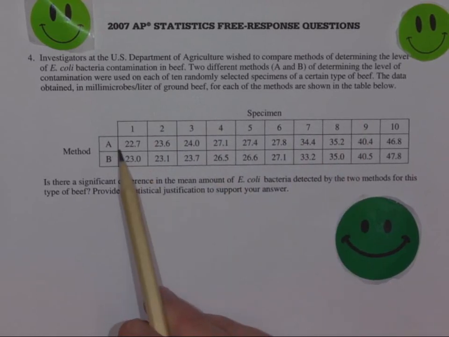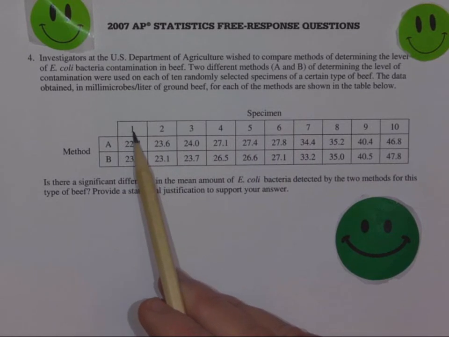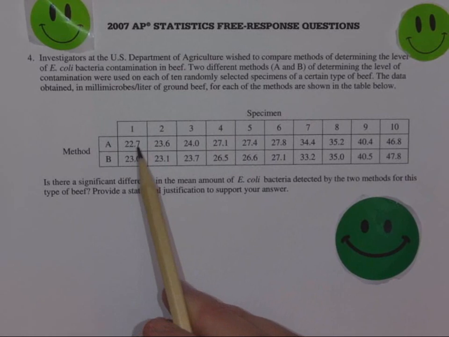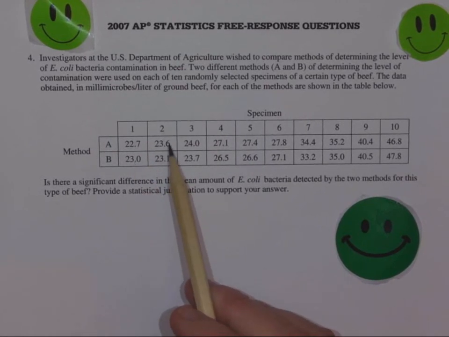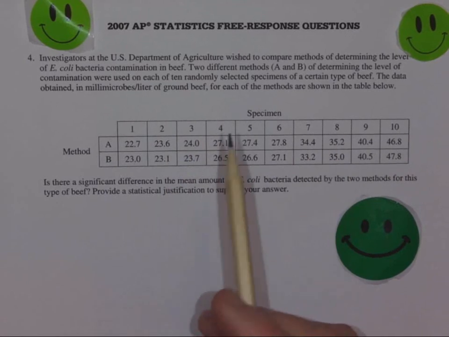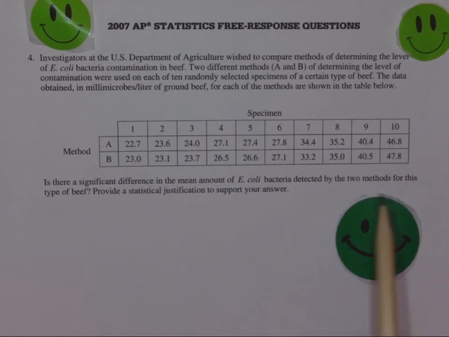And so there is the method A, the level of contamination for, first of all, one specimen. They used method A on it and they used method B on it, and they got these two different levels of contamination. Then here's the second specimen. They did method A and method B to measure the level of contamination and so forth. And they did it for 10 different specimens and got this data.